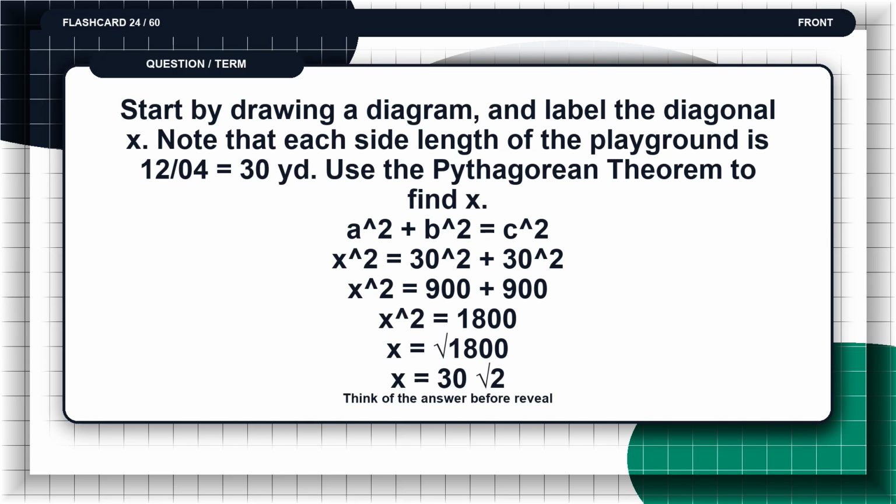Flashcard 24. Start by drawing a diagram and label the diagonal x. Note that each side length of the playground is 120 over 4 equals 30 yd. Use the Pythagorean theorem to find x. a squared plus b squared equals c squared. x squared equals 30 squared plus 30 squared. x squared equals 900 plus 900. x squared equals 1800. x equals the square root of 1800. x equals 30 square root of 2. Think of the answer before the reveal.